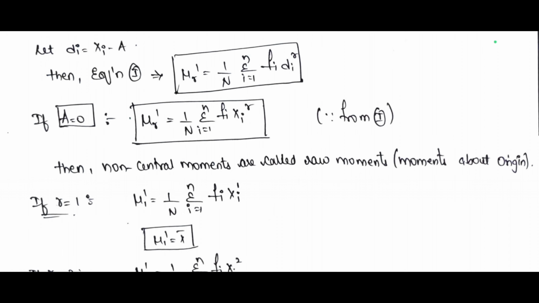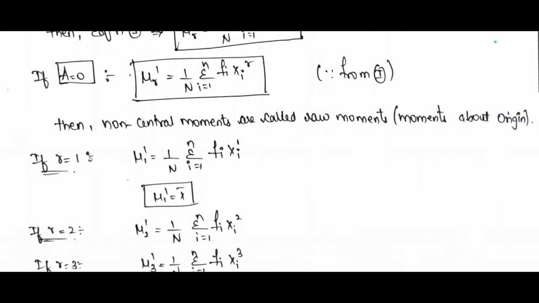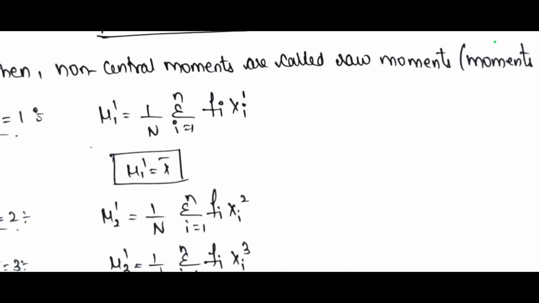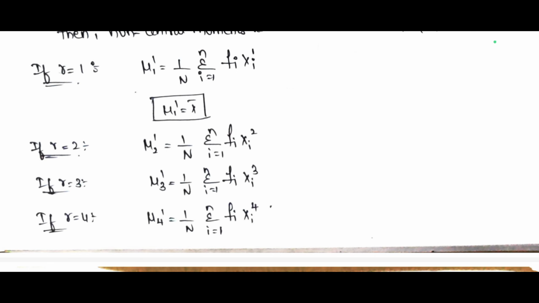Moments about origin: if r equals 1, then mu 1 dash is 1 divided by capital N summation fi into xi to the power of 1. This is the formula of mu 1 dash, that is the mean formula, summation f x divided by capital N. If r equals 2, then mu 2 dash is equal to 1 divided by capital N summation fi into xi to the power of 2. Similarly power 3, similarly power 4.